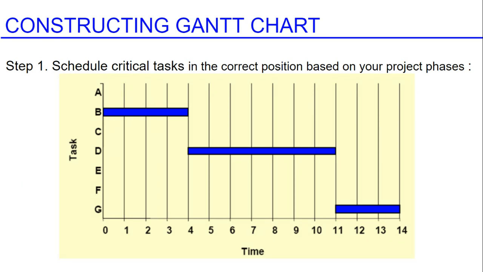So, constructing a Gantt chart, step number 1 is to schedule the critical tasks in the correct position based on your project phases. And the project phases are outlined in your PERT chart and timeline. Your critical tasks and the critical path are linked by dependencies. One job has to finish before the next one starts. And so in this example, the critical tasks are going to be labeled in blue. And so our critical tasks here are B, D, and G.